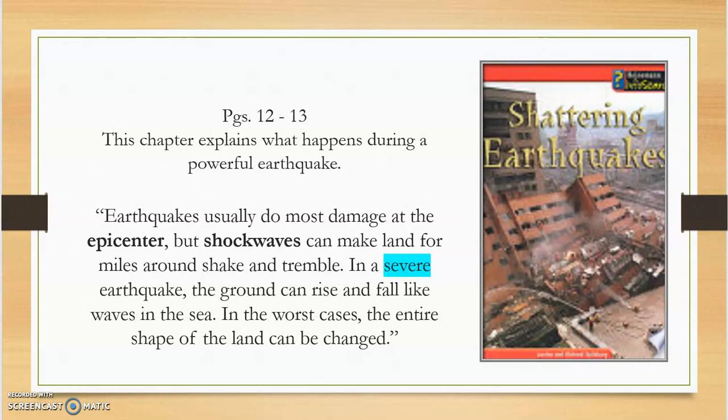So again, this is taken right from the text. This was included in pages 12 and 13. And this chapter explains what happens during a powerful earthquake. So I'm going to read this text to you. Just follow along. Earthquakes usually do most damage at the epicenter, but shock waves can make land for miles around shake and tremble. In a severe earthquake, the ground can rise and fall like waves in the sea. In the worst cases, the entire shape of the land can be changed. So again, in a severe earthquake, the ground can rise and fall like waves in the sea, and in the worst cases, the entire shape of the land can be changed.